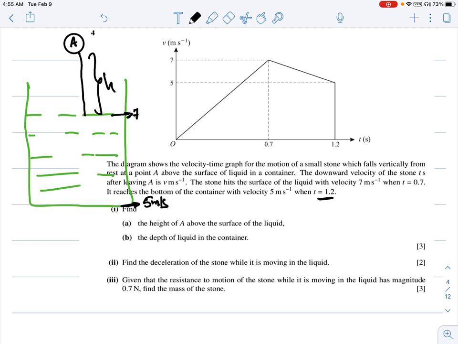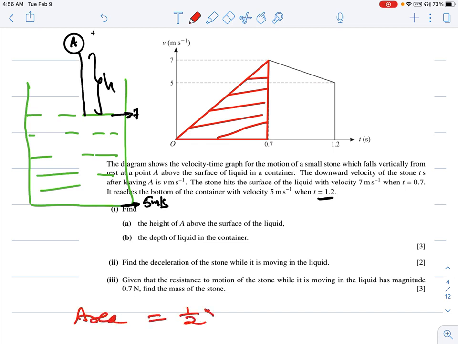So what should I do? In the velocity time graph, the area gives me the distance. So this is the distance which is above the liquid. This red colored part is the distance above the liquid. So I need to find the area of this triangle. How do I find the area of a triangle? The area of a triangle formula we know. It is half base times height.